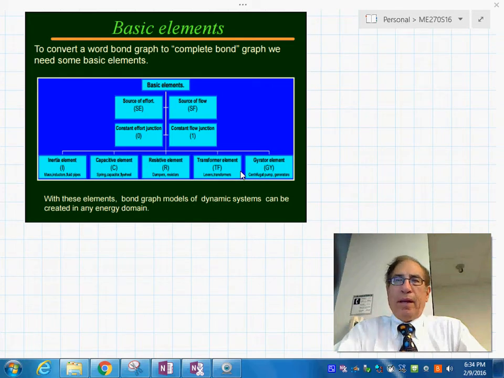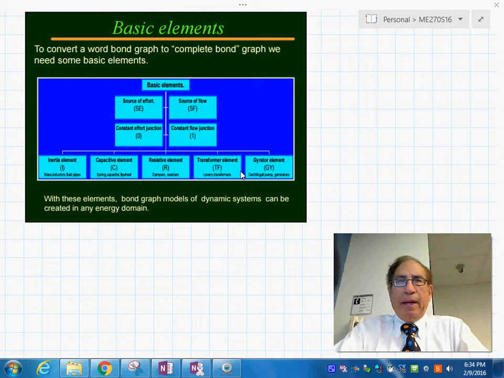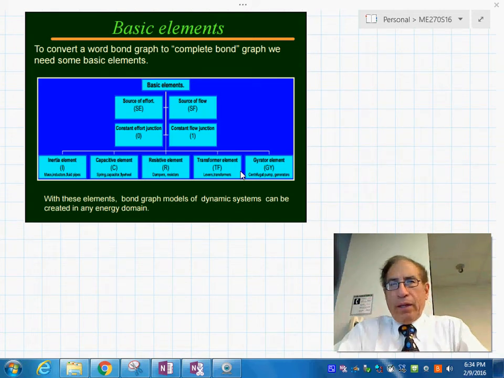Like, for example, the I element stores kinetic energy, the C element stores potential energy, the R element dissipates energy, and the other two are conservative elements that transform energy. So each of these functions on a system influences the way the system behaves completely.